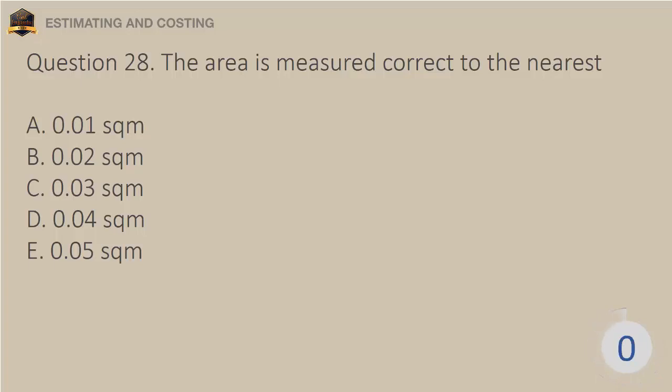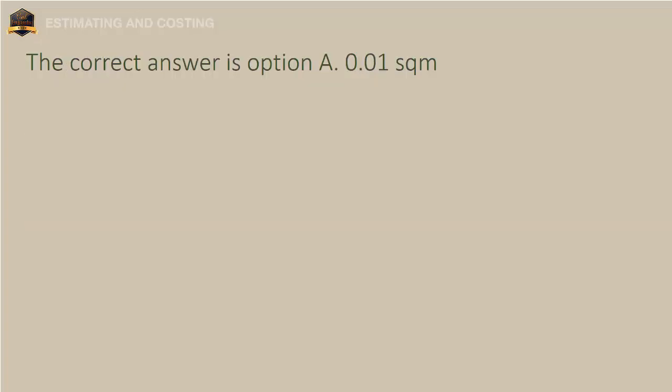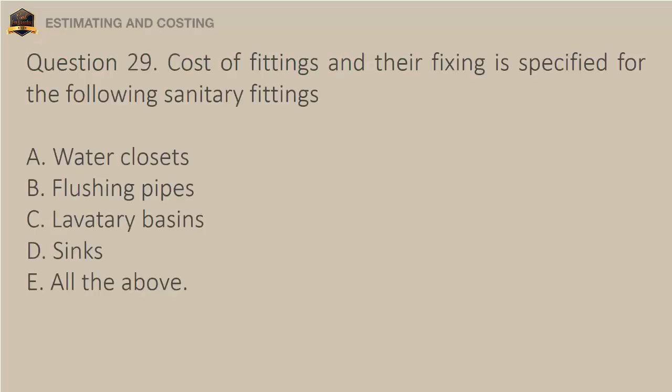The correct answer is option A, 0.01 sqm. Question 29. Cost of fittings and their fixing is specified for the following sanitary fittings. A. Water closets. B. Flushing pipes. C. Lavatory basins. D. Sinks. E. All the above.